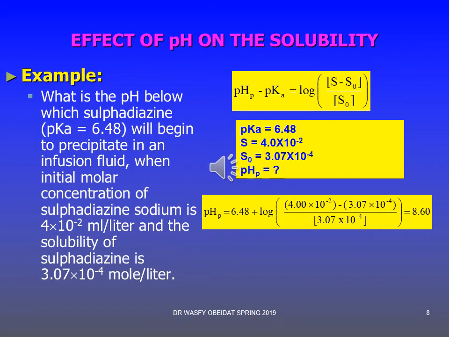What we do now is to input all the data in the previous equation, as you see in this slide. And the pHp is calculated to be equal to 8.6. Therefore, sulfadiazine sodium will precipitate as sulfadiazine free acid once the pH gets to 8.6. Note that as the pH gets lower, more sulfadiazine will precipitate accordingly.